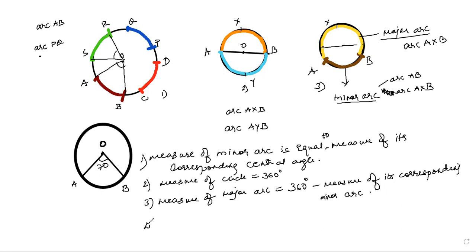Okay, now remember one more thing. The measure of a semicircular arc is equal to, children, 180 degrees.